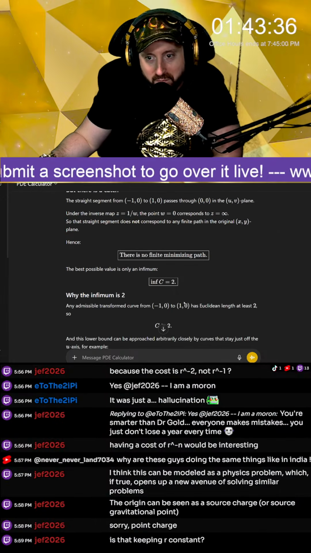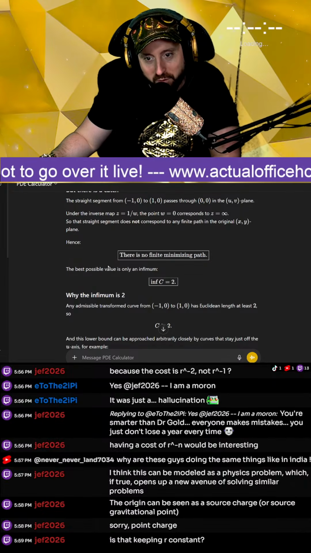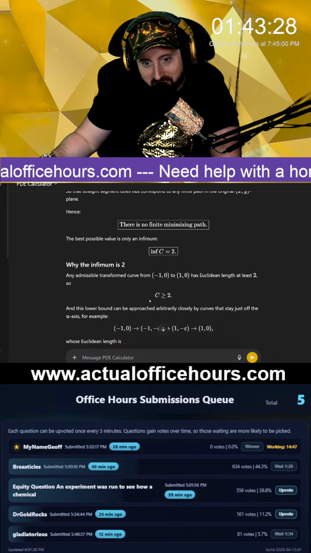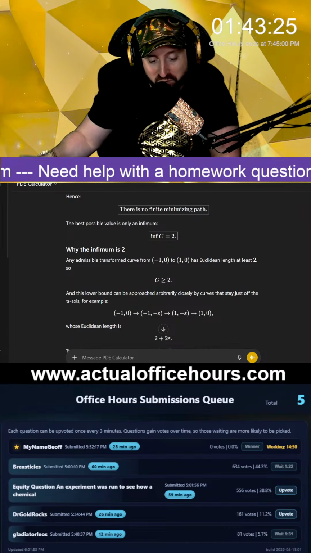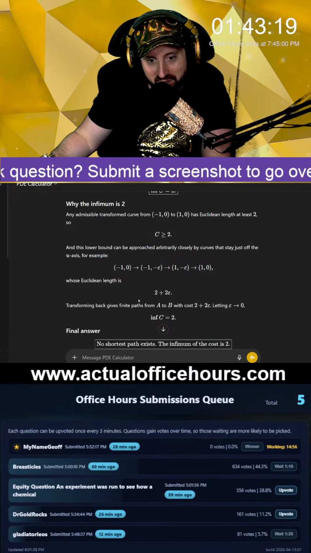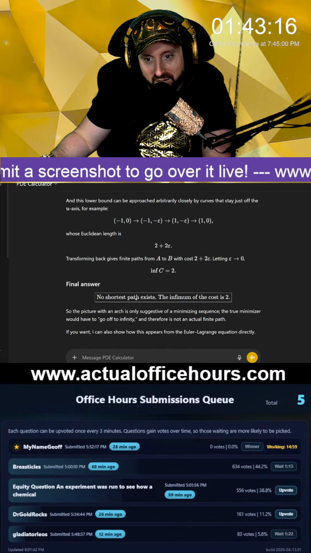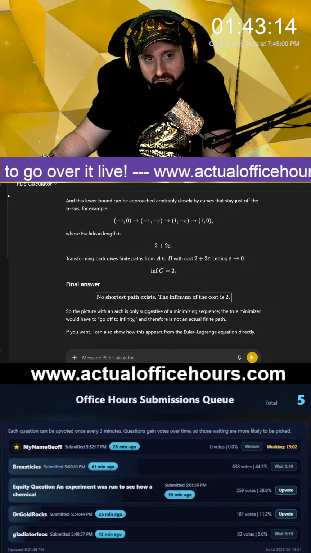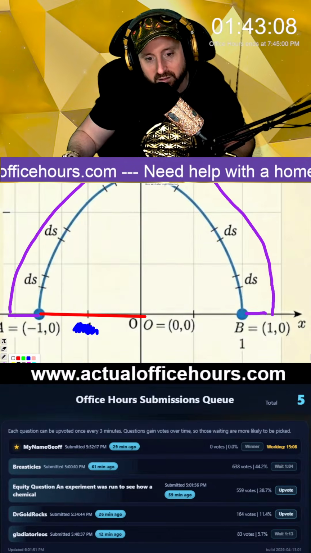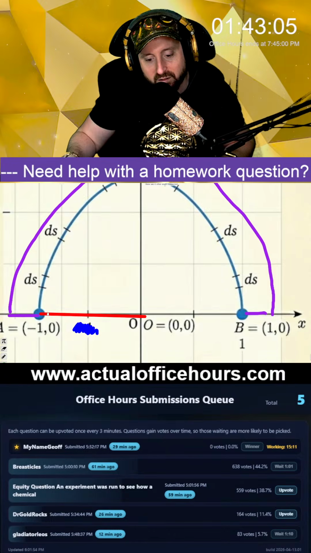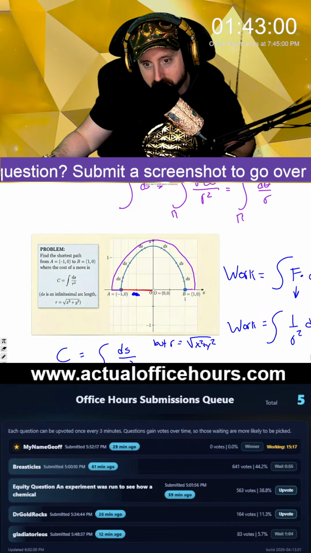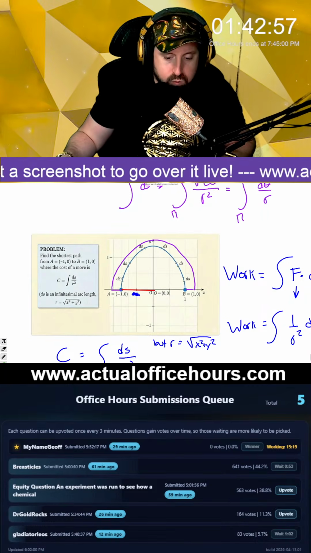Hence, there is no finite minimizing path, and the best possible value is only the infimum, which is 2. So is that saying they get really, really close to the origin, but then they just bounce off of it real quick, like they skirt around it? Yeah, intuitively it makes sense, because the only way I can think to minimize that would be to go out to negative infinity, go all the way around to B, and then go back up, but you're still doing an infinite amount of moves to get back up.